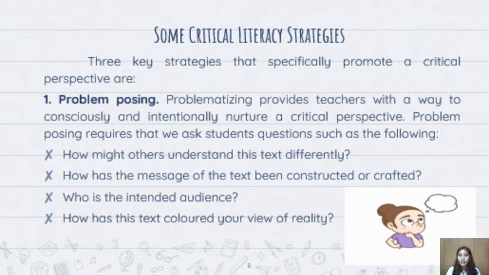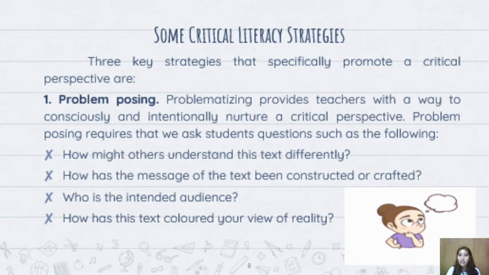Next is some critical literacy strategies. Three key strategies that specifically promote a critical perspective are: number 1, problem posing. Problematizing provides teachers with a way to consciously and intentionally nurture a critical perspective. Problem posing requires that we ask students questions such as the following: how might others understand this text differently?